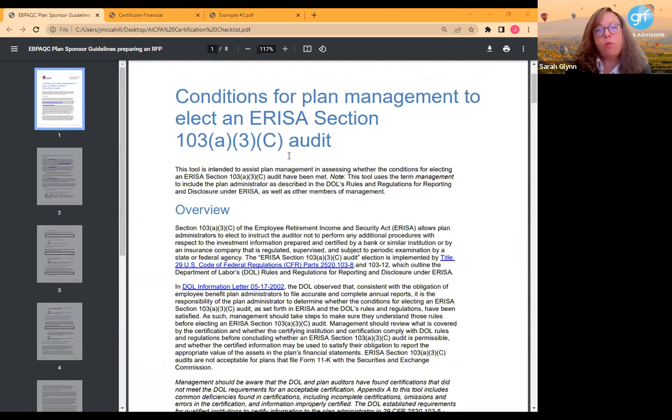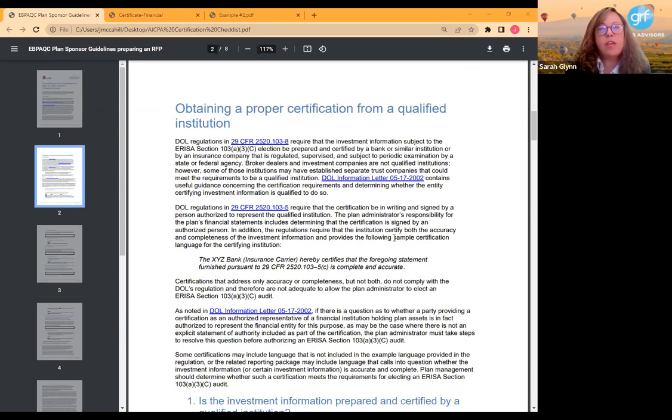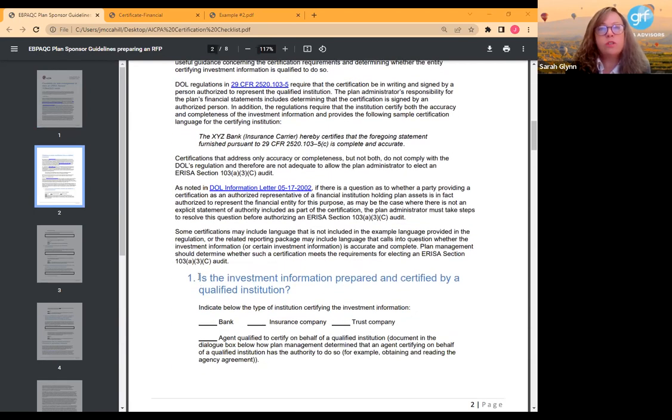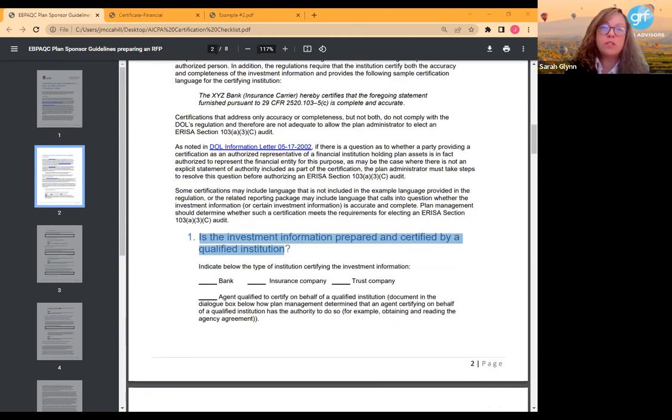So exactly what are we looking for when it comes to the certification? As noted on the second page, first off, the certification must come from a qualified institution. A qualified institution is a bank or a similar institution or an insurance company, and the institution needs to be regulated, supervised, and subject to periodic examination by a state or federal agency. Investment companies and broker dealers are not considered to be qualified institutions, but many of them have established trust companies that could meet the requirements to be considered a qualified institution.